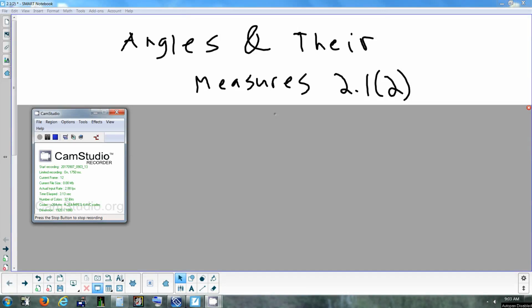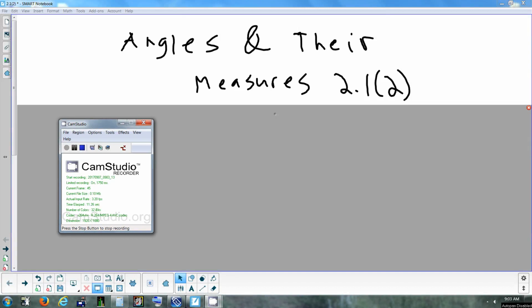Okay, so our last section we're going to look at this week, we're still in section 2.1. We're just going to look at the second part of it. And it's on what we call angles and their measures. We're going to learn two different formulas: a formula for what's called arc length and another formula for area, called area of a sector. Both of those formulas require that we know how to change degrees to radians. So that's why we did that yesterday.